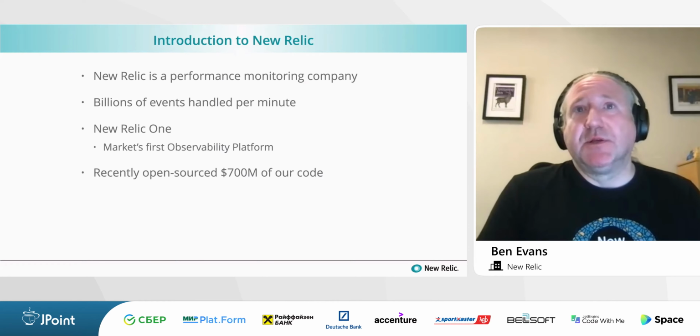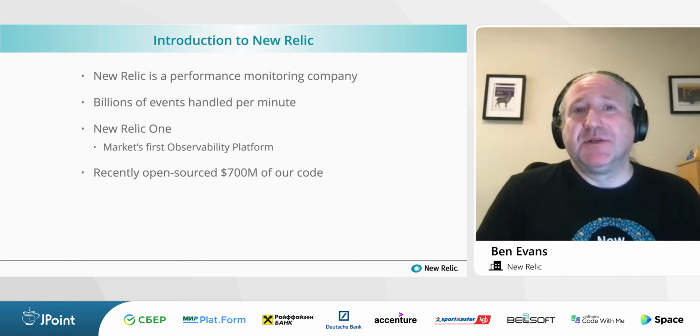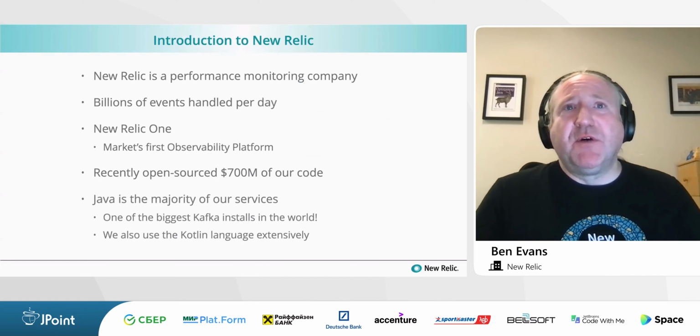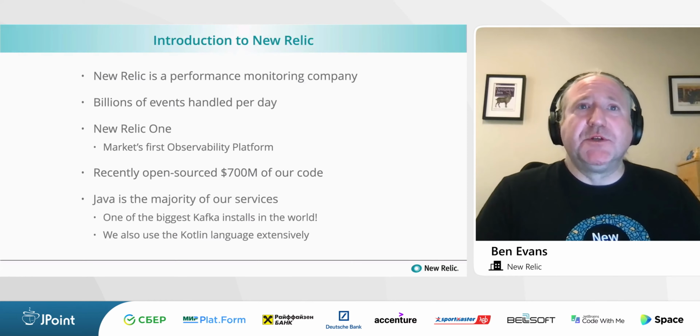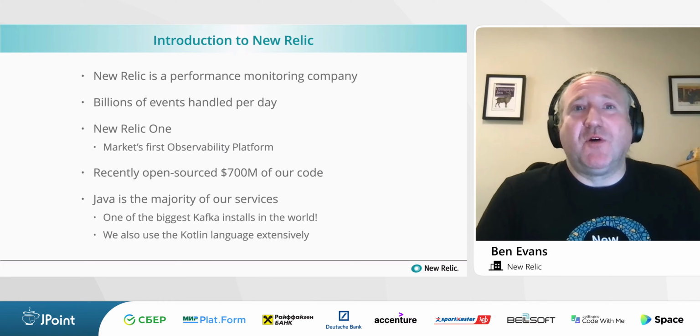And we're really very open source as well. We recently open sourced $700 million. That was what I spent a big chunk of my last year doing, is opening up $700 million of intellectual property that New Relic has produced. We're a big Java shop. Java is the vast majority of our services, and we're also one of the biggest installations of Apache Kafka anywhere in the world. And we also use the Kotlin language quite extensively.